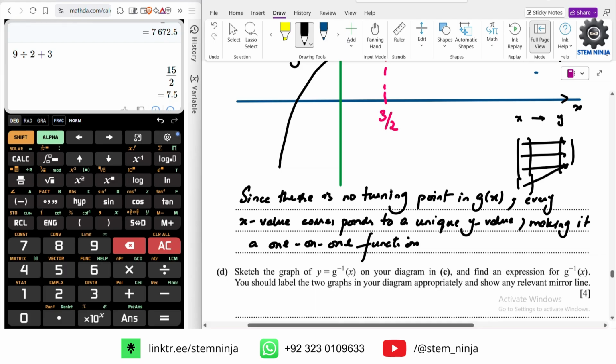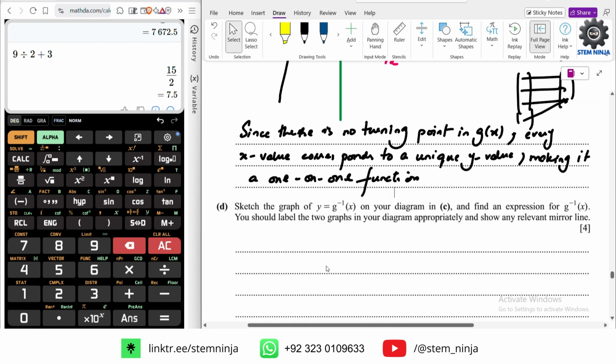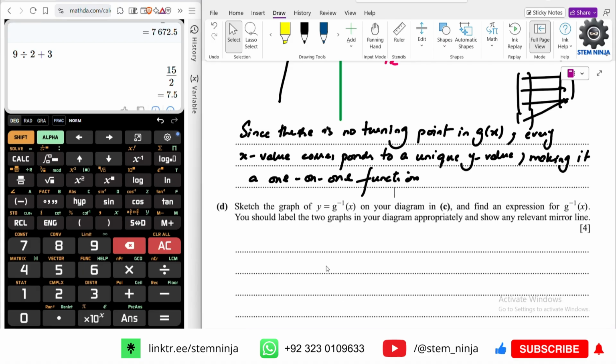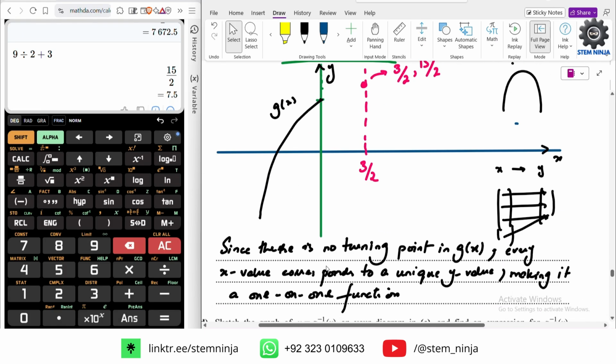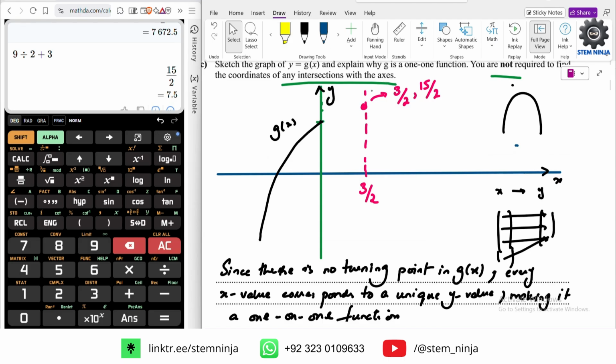That's it. Okay. Sketch the graph of y is equal to g inverse of x on your diagram. In C, find the expression for g inverse of x. You should label the two graphs in your diagram appropriately. Show any relevant mirror line. Okay, so we know how the graph would look.